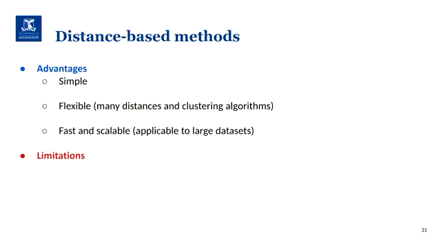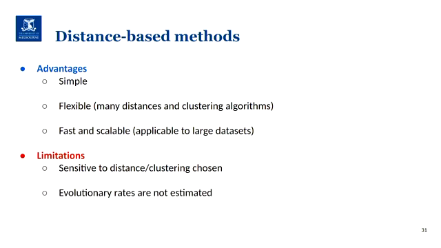And the main limitations of distance-based methods are their sensitivity to the distance and clustering chosen. Of course, if you change how you calculate the distance, you're going to change the tree you end up with, and if you change the clustering approach as well. And evolutionary rates are not estimated. We have a distance, we put a value that is a weight on the branch, but not actually the evolutionary rate. And there is no measure of uncertainty for the tree obtained. So it's not a statistical method that says how confident you are in that tree.